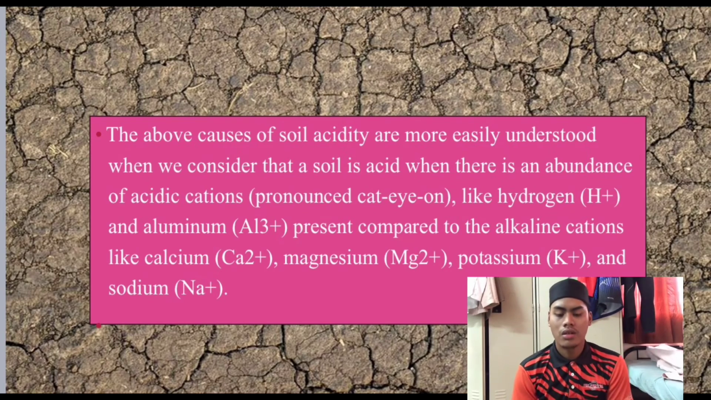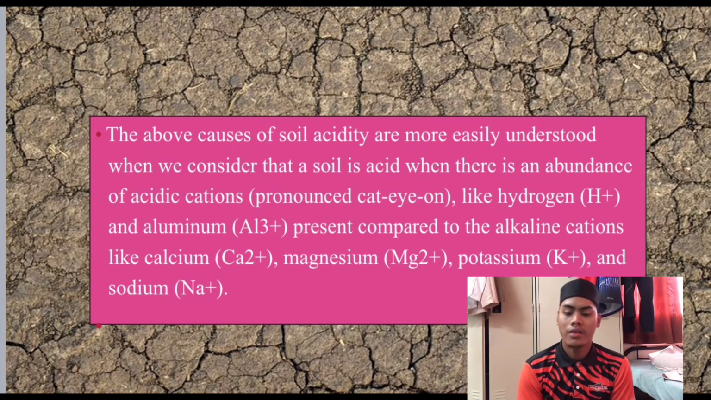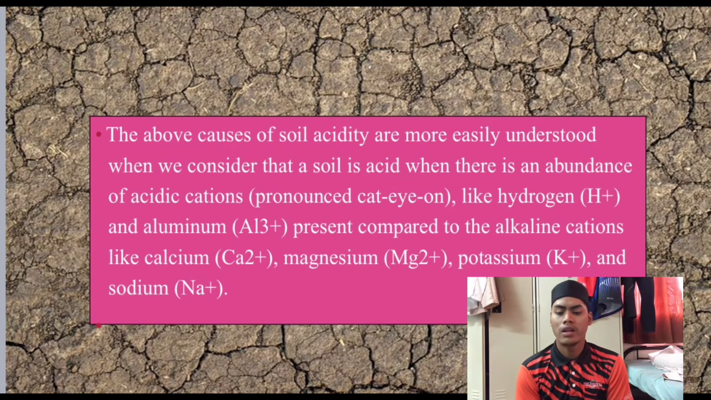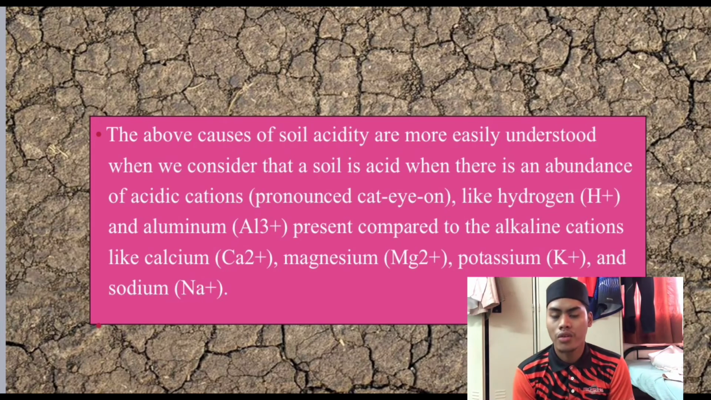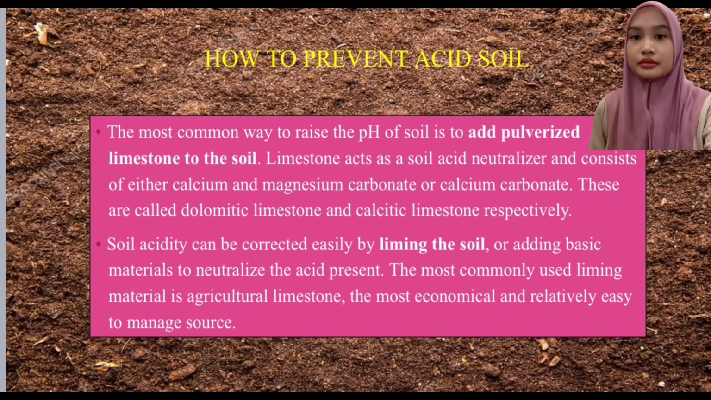All of the above are causes of soil acidity, and it is more easily understood when we consider that a soil is acid when there is an abundance of acidic cations like hydrogen and aluminium present compared to the alkaline cations like calcium, magnesium, potassium, also sodium. Next, I will give to my friend.